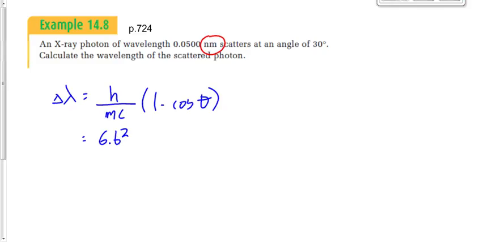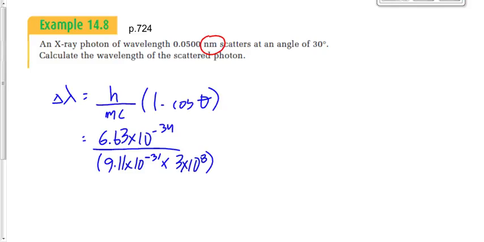So we get 6.63 times 10 to the minus 34. We're always going to use that value. The mass here is the mass of the electron that's ejected, times c, which is the speed of light, 3 times 10 to the 8 meters per second. Theta is 30 degrees. All right, that seems easy enough, right?